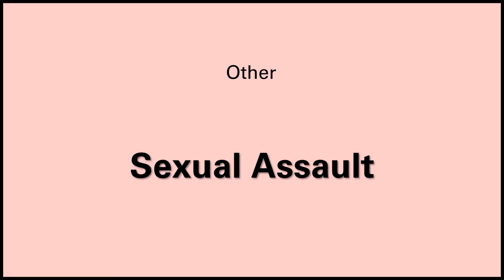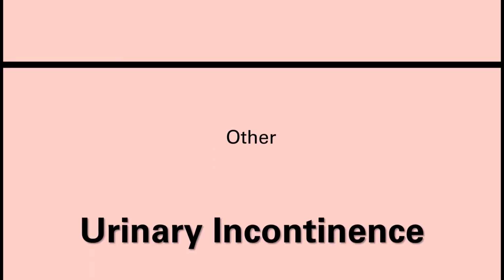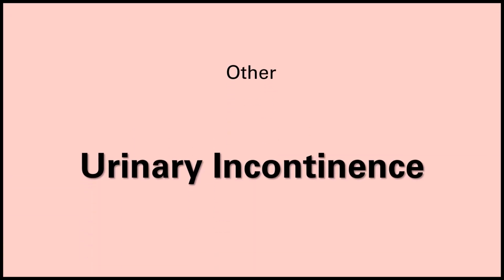Again, this is not an exhaustive coverage of this complex topic, but I want to leave you with the phone number to the National Sexual Assault Hotline that's available 24/7. It's 1-800-656-4673. And now for the final topic, urinary incontinence.